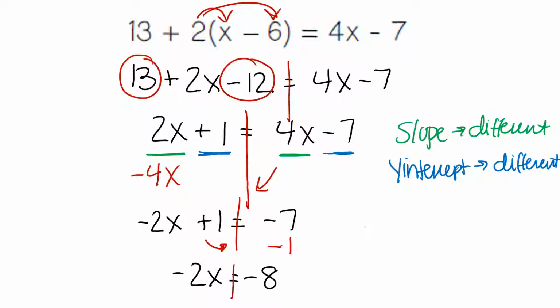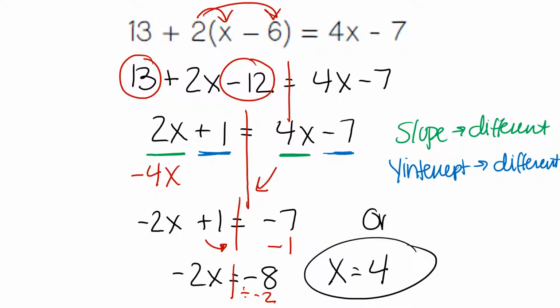And our last step is to divide. We divide by negative 2. Negative 8 divided by negative 2 is a positive 4. X equals 4 for a one solution answer.